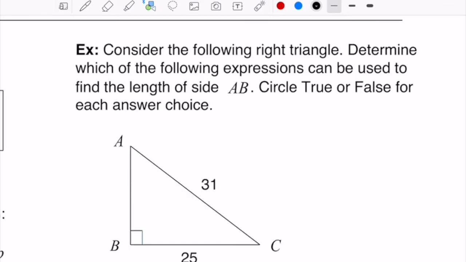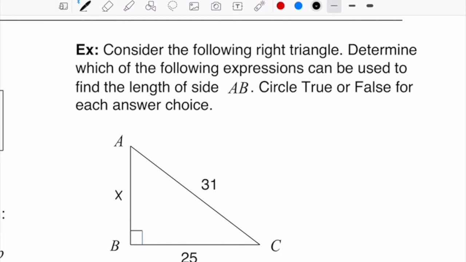All right, on the next example, it says, consider the following right triangle. Determine which of the following expressions can be used to find the length of side AB. So this side over here, side AB, I'm going to call it X. That's the side that we're going to be solving for in this question. I'm given 5 different expressions, and I'm trying to figure out which ones are set up correctly and which ones are set up incorrectly that I can or can't use to solve the question.